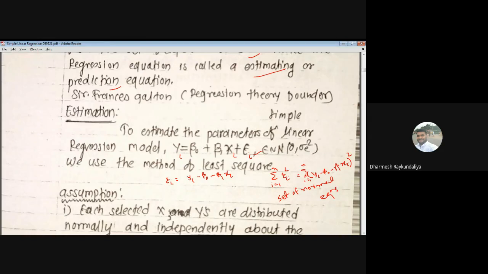And by solving that, you can find out the estimate of beta 1 cap as summation xi minus x bar, yi minus y bar, divided by summation xi minus x bar whole square. And beta 0 cap is nothing but y bar minus beta 1 cap x bar. So you will find this by using the method of least square.